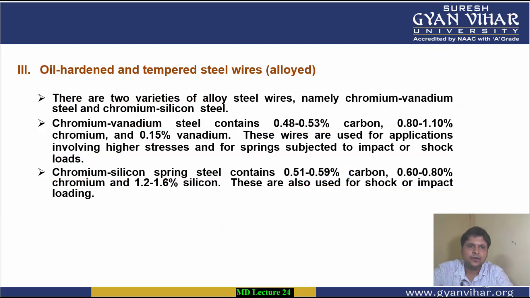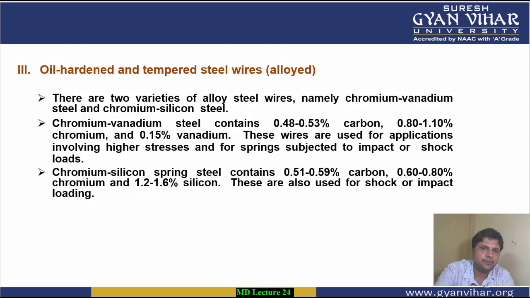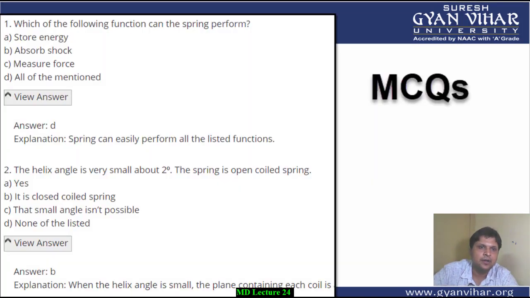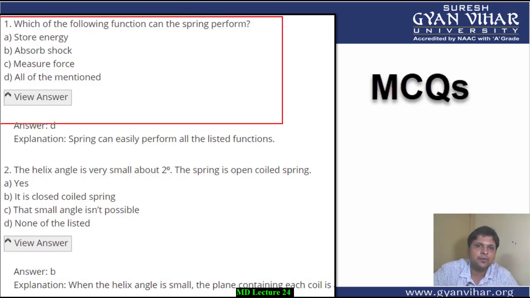Coming to the fourth one, students, these are the three types of spring materials which are used. Now let's come to the multiple choice questions. Students, let's discuss some multiple choice questions. What is the first multiple choice question? Which of the following functions can be performed by the spring? We all know it can be used to store energy, it can be used to absorb shock, it can be used to measure force. Means all four are correct. Option D is the correct option.